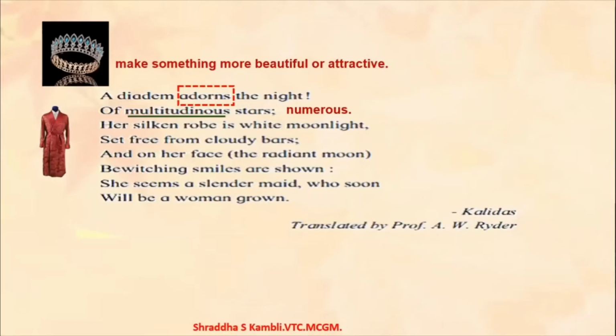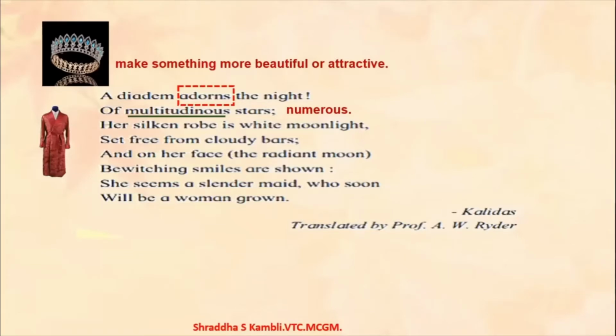Cloudy bars means patches of clouds. So the night is not cloudy, and she has worn nice moonlight. When it is cloudy, you cannot see moonlight, but here they are saying that her robe is of white moonlight. I couldn't find an image for a white robe, so this will give you an idea of what a robe is. And it is free from the cloudy bars.